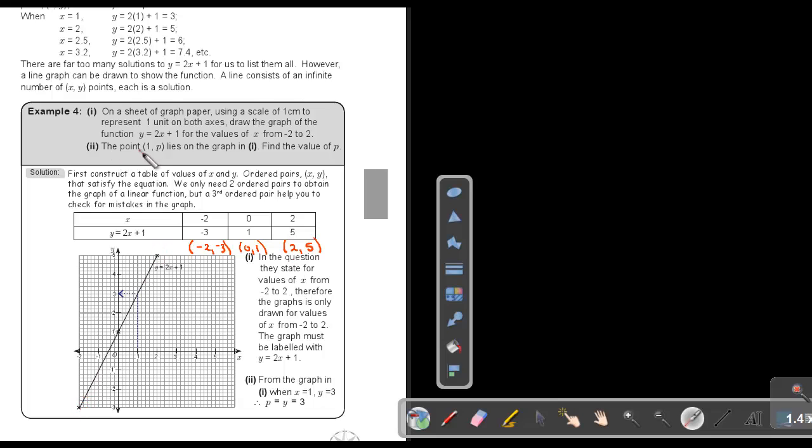Okay. The point (1, p) lies on the graph in the first example. Find the value of p. Okay. So it's 1. Go to the line, draw a straight vertical line. If it cuts the straight line, then go to my y-axis and my value of y will be 3. So the value of p is equal to 3.